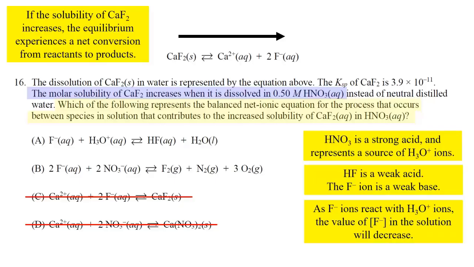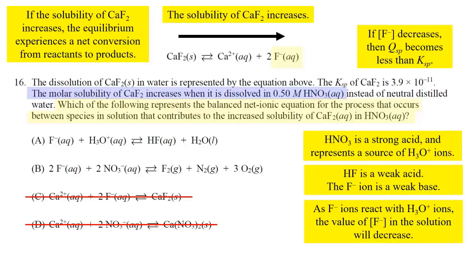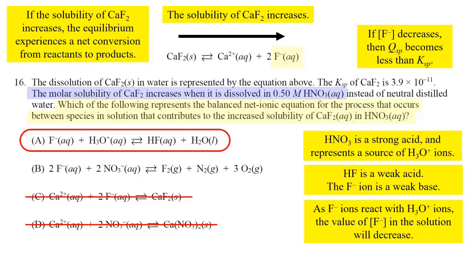Now, what does that do in terms of the Q versus K? Well, decreasing the concentration of fluoride would result in a situation where now QSP becomes less than KSP. And now there will be that net conversion from left to right, from reactants to products, as a result of that decrease in the fluoride ion concentration. And that would explain why the solubility of calcium fluoride actually increases in the presence of a strong acid. So choice A is the correct answer to question 16.